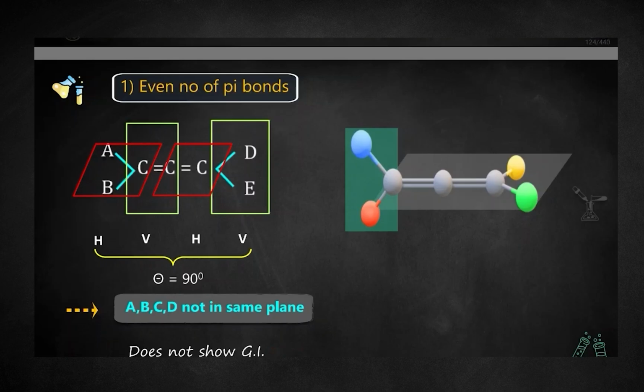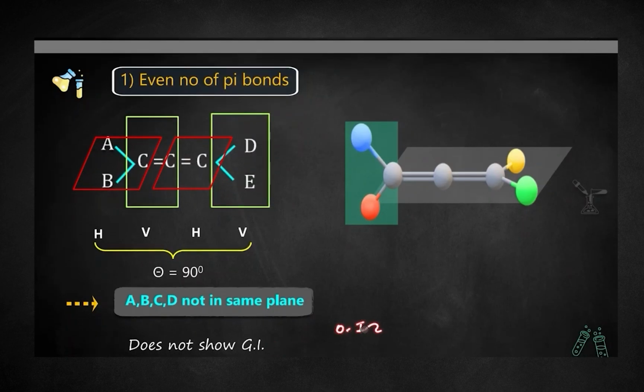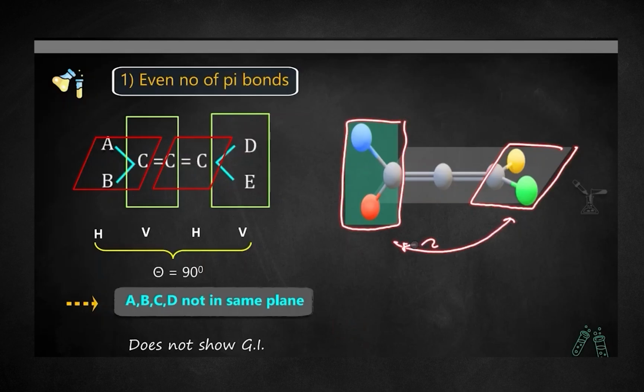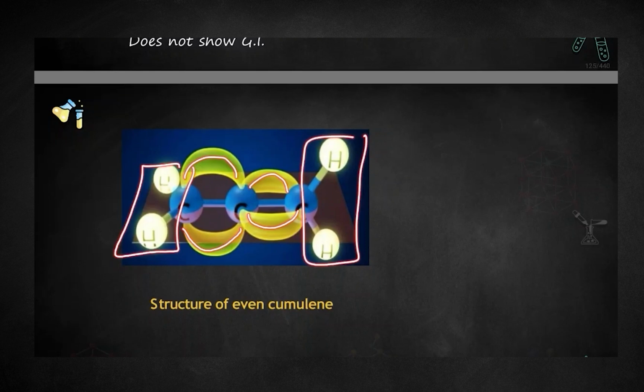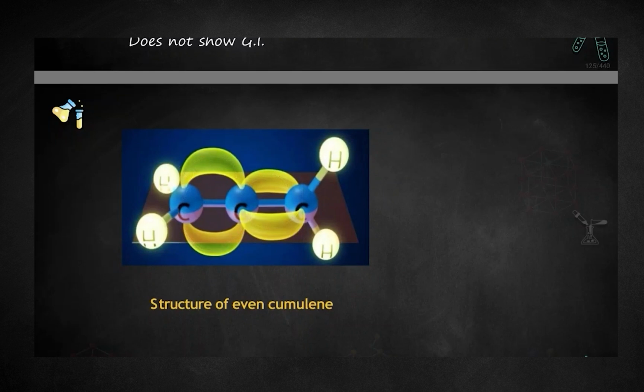So here what we have to see is optical isomerism. These are the terminal valencies. You can see here there is a difference in the 90 degree angle. You can see the structure of even cumulene. This is the pi bond, this is the perpendicular pi bond, these are the valencies which are perpendicular. The more you can visualize, the more your mind gets clarity on how things are.